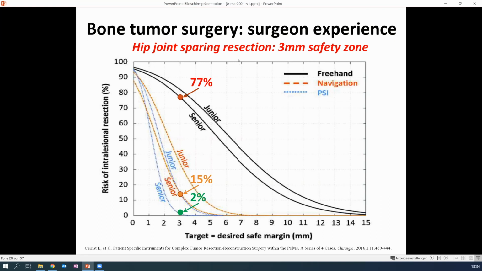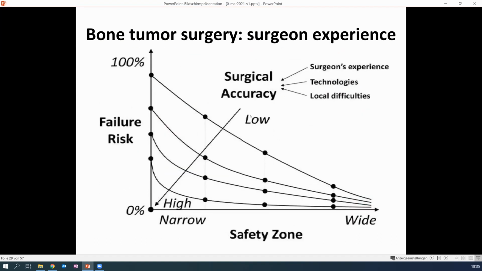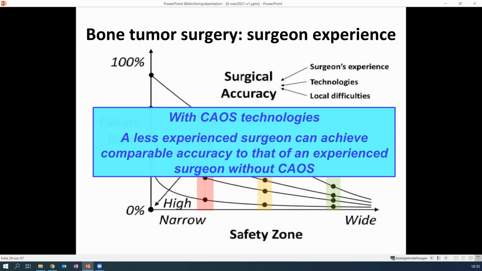Now, what's the difference between the 2 of them? And you see here that the junior and the senior do have a difference. The junior now trails much more. And this is really what can be seen here. You see that when the safety zone is narrow, you have the surgical accuracy, meaning the experience of the surgeon, the technology, and whatever local difficulties they have. You see here that the difference between the experienced surgeon and the non-experienced surgeon is much wider when things are more delicate. So basically what this means is that the difference between the experienced and non-experienced surgeon gets reduced significantly once you use the technology. This is a very good outcome, because this means that the less experienced surgeons, or those who have less of a volume, can do as good as the others for this task of tumor resection.